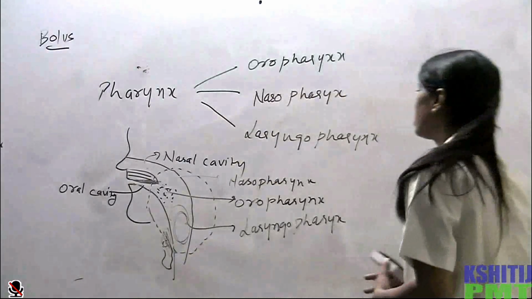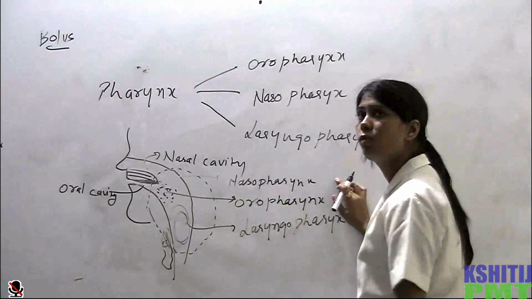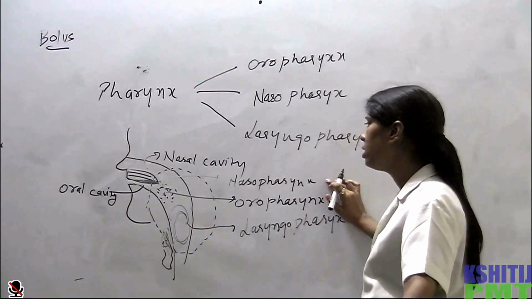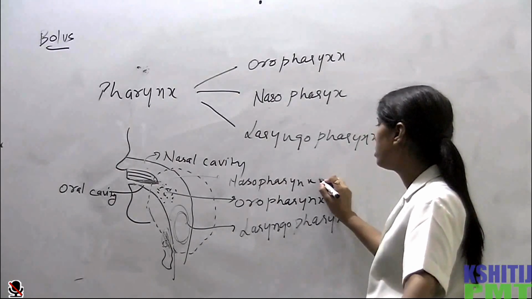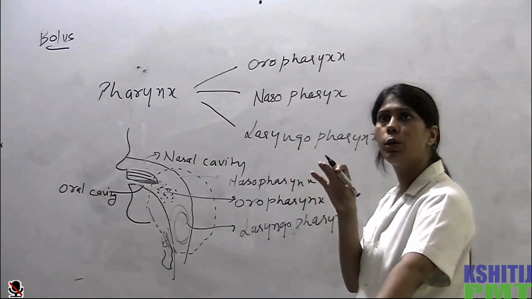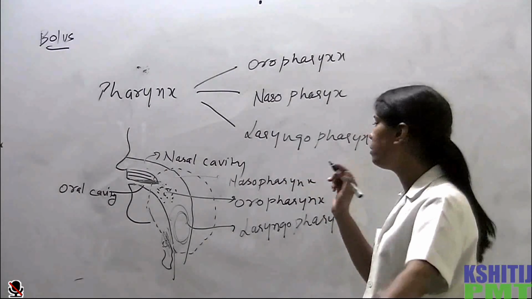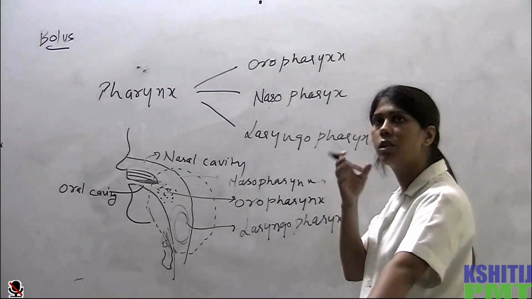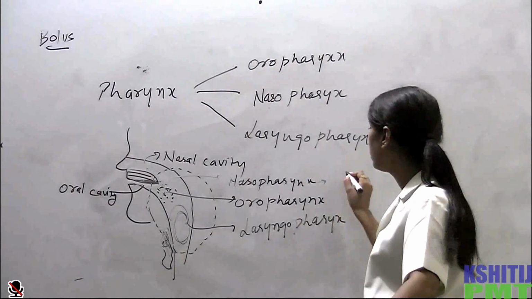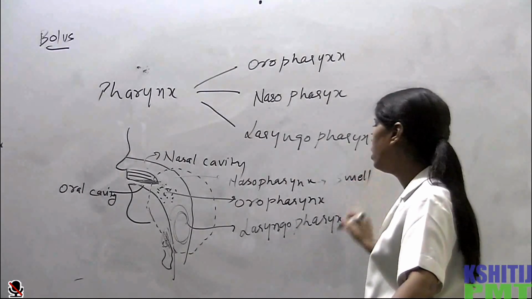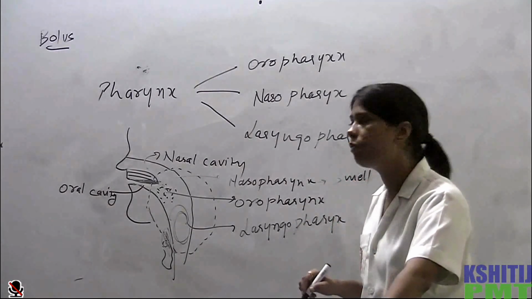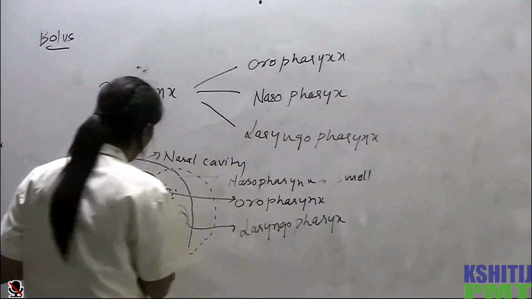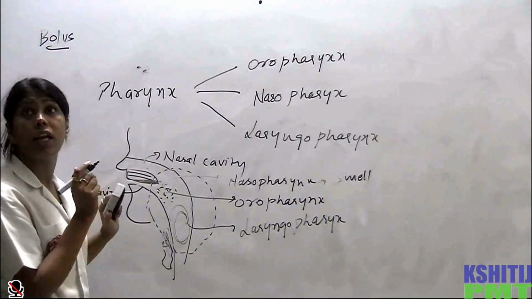Now we'll discuss these. The nasopharynx is the part which is connected with your nasal cavity, and that helps in smell. Now we are in the oropharynx part here, if you can appreciate this.